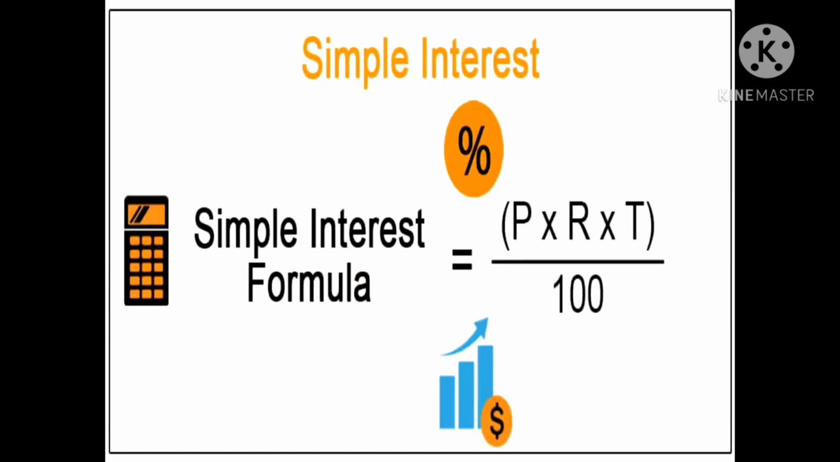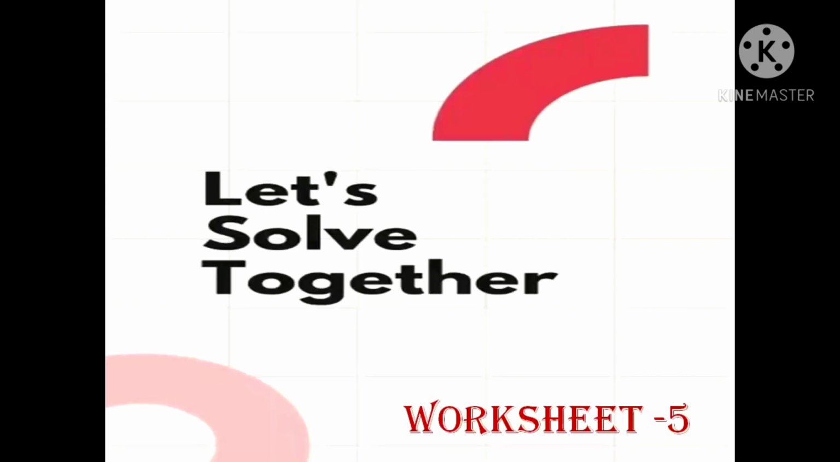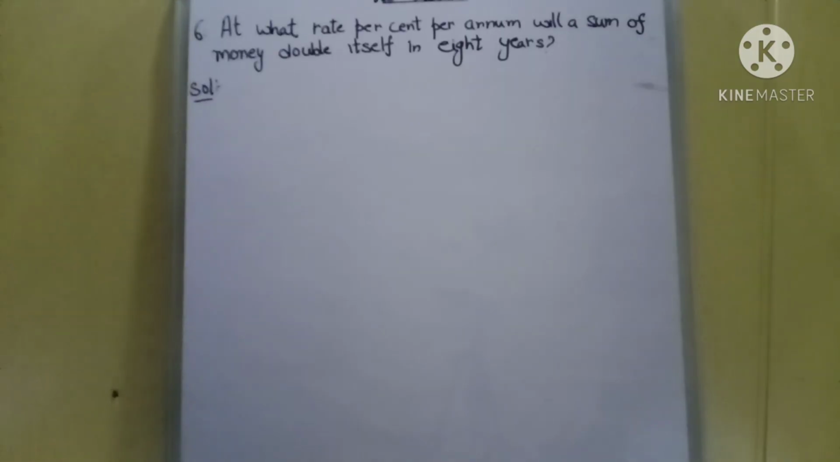In yesterday's video, you learnt the formula: simple interest is equal to P into R into T by 100, and amount is equal to P plus simple interest. Using these two formulas, now we are going to find the rate of interest, time period, and even the sum of money, that is the principal, in some problems. Let us solve worksheet 5 together. Let us start sum number 6.